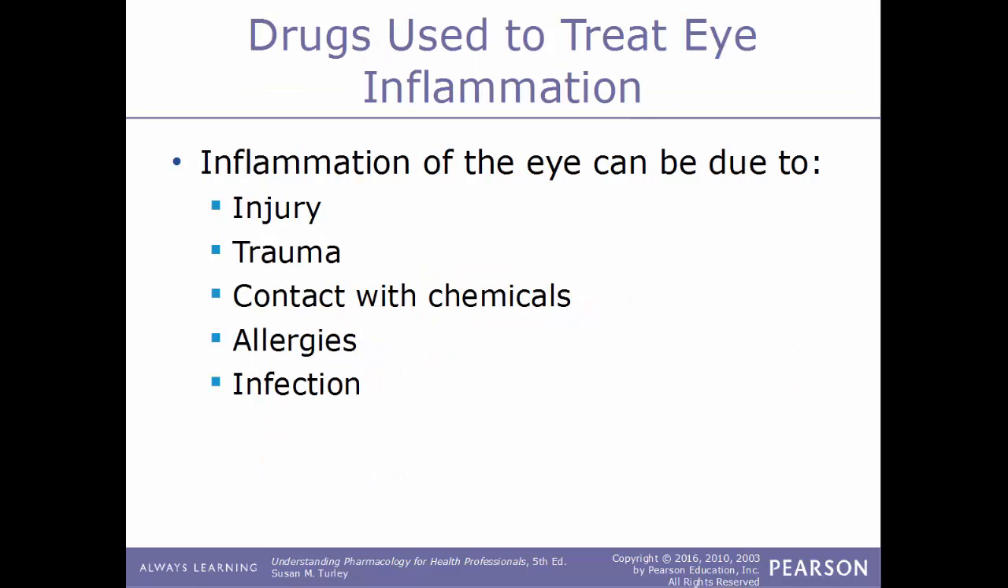All right, now we'll move on to drugs that are used to treat eye inflammation. Inflammation of the eye can be due to any number of reasons. It could be because of injury or trauma, being in contact with certain chemicals, allergies, or infections.